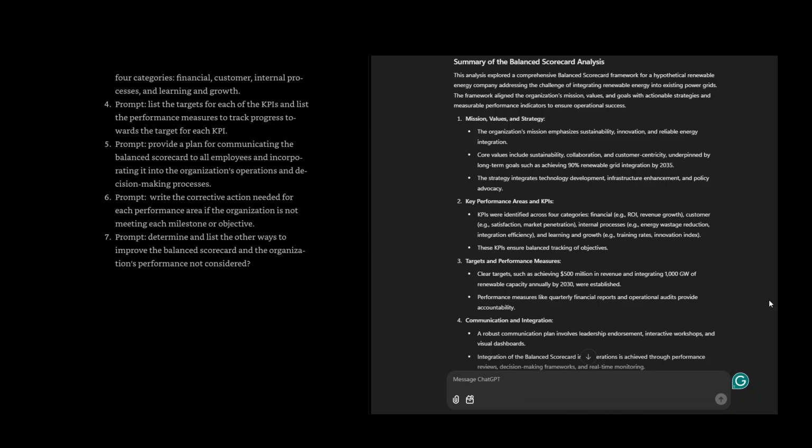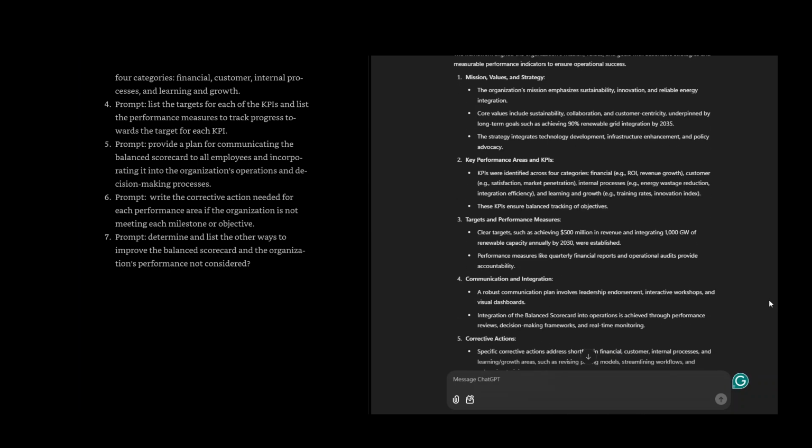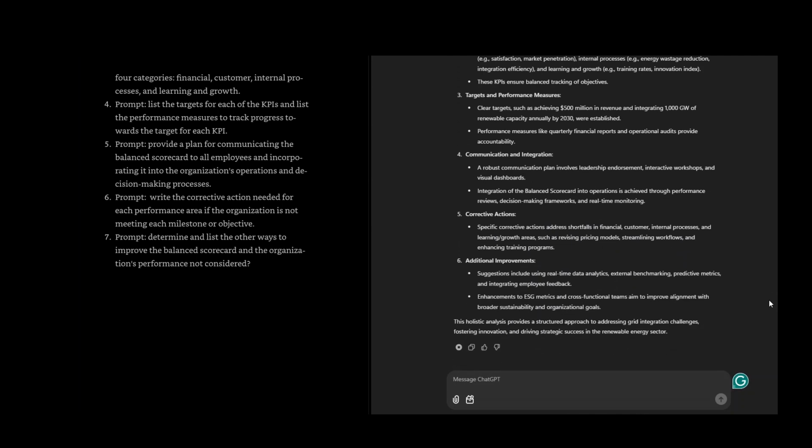2. Key performance areas and KPIs. KPIs were identified across 4 categories: financial, e.g., ROI, revenue growth; customer, e.g., satisfaction, market penetration; internal processes, e.g., energy wastage reduction, integration efficiency; and learning and growth, e.g., training rates, innovation index. These KPIs ensure balanced tracking of objectives. 3. Targets and performance measures. Clear targets, such as achieving $500 million in revenue and integrating 1,000 gigawatts of renewable capacity annually by 2030, were established. Performance measures like quarterly financial reports and operational audits provide accountability.